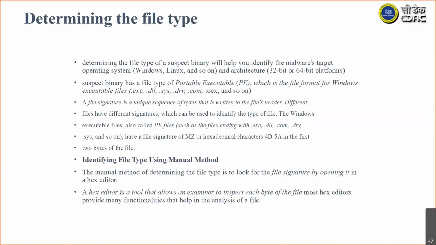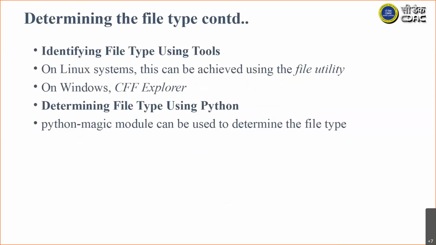There are different methods of identification of file type. First, we will be using the identification of the file type using the manual method. If you are doing it manually, how to do it? The manual method of determining the file type is to look for the file signature by opening it in a hex editor. If you have a hex editor, you open the file and you see the file signature. A hex editor is a tool that allows an examiner to inspect each byte of the file. Most hex editors provide many functionalities that help in analysis of a file.